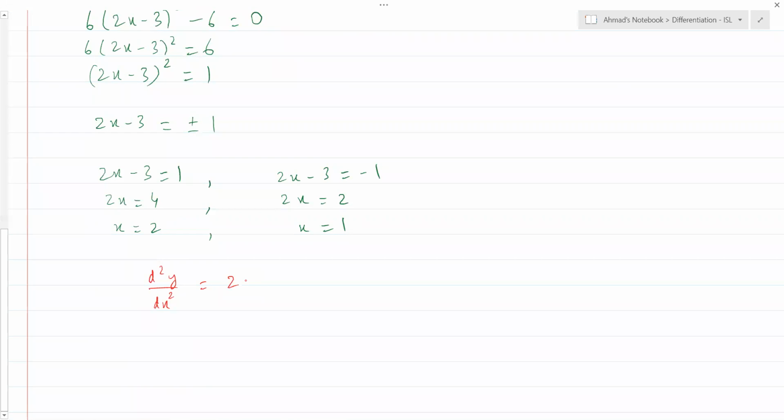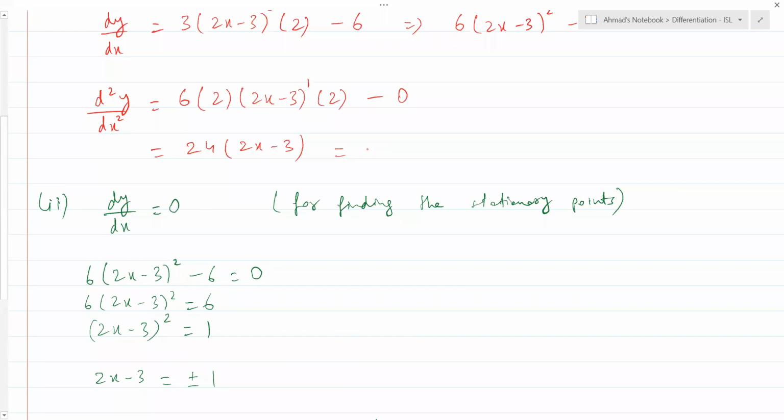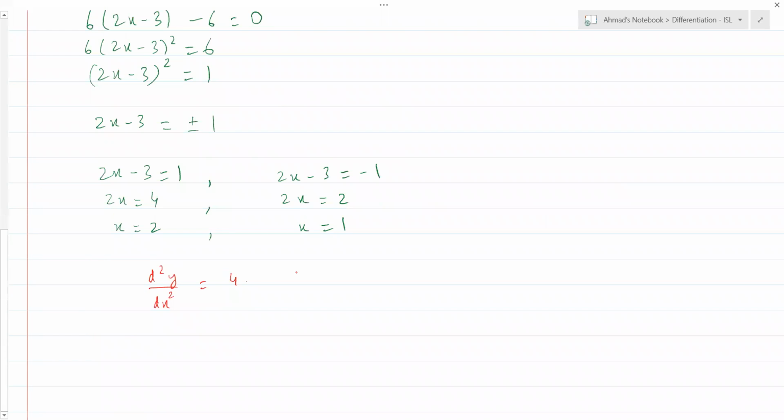24 into (2x minus 3). इसको सिंप्लीफाई करके लिख लेते हैं. Calculation आसान हो. This is the same as 48x minus 72. So this is 48x minus 72. ठीक है. अब आपने फाइंड करना है कि कौन सा मैक्सिमम है और कौन सा मिनिमम है. यहाँ पे x = 2 है, यहाँ पे x = 2. ये मिनिमम होगा 2 वाला and 1 वाला मैक्सिमम होगा.